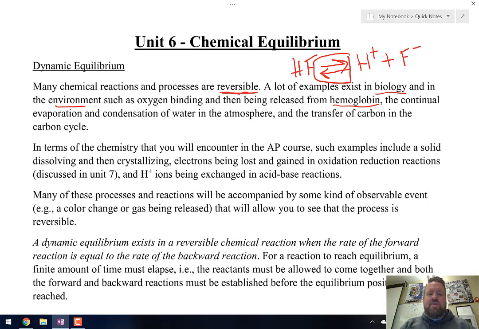In terms of the chemistry that you'll encounter in the AP course, such examples include a solid dissolving and then crystallizing again. The solid will dissolve, turning into an aqueous solution, and then you get rid of the water by boiling it off, and it crystallizes. You can have electrons being lost and gained in what are called oxidation-reduction reactions, which we'll cover in Unit 7. And then there are hydrogen ions being exchanged in acid-base reactions, which we're going to get into in much more detail in this unit. Many of these processes will be accompanied by something you can observe. You might see a color change, you might feel some heat, you might see a gas being released, etc.